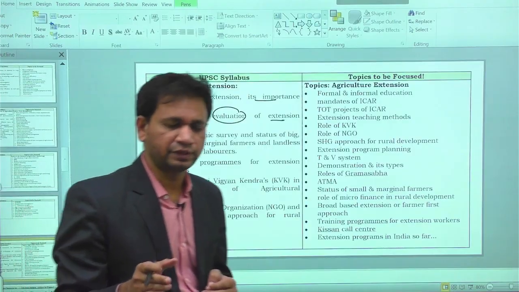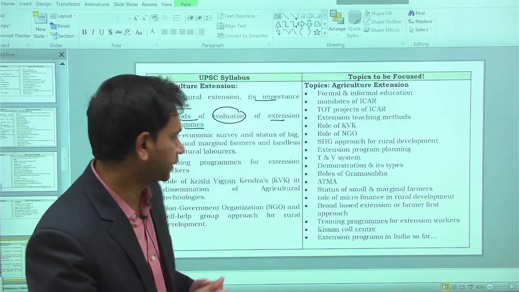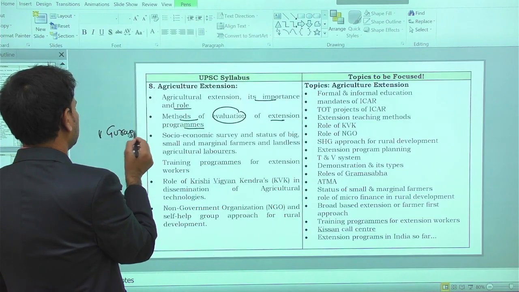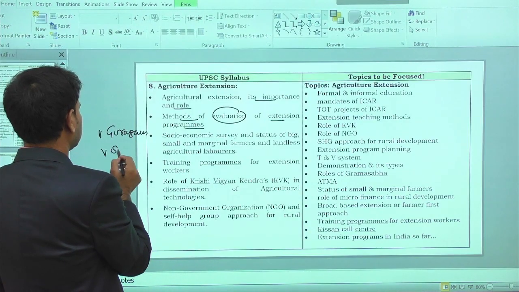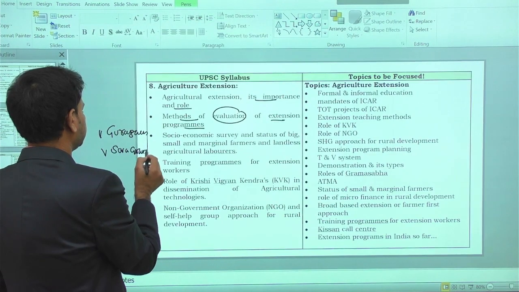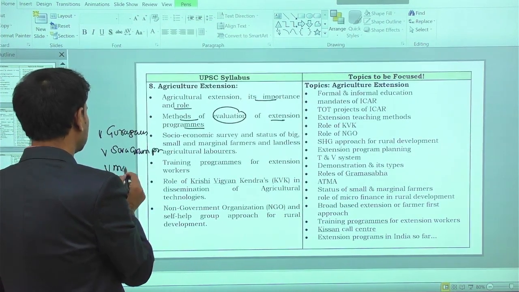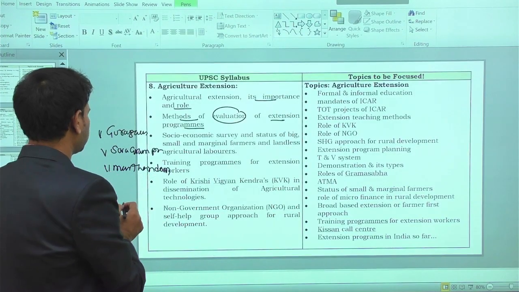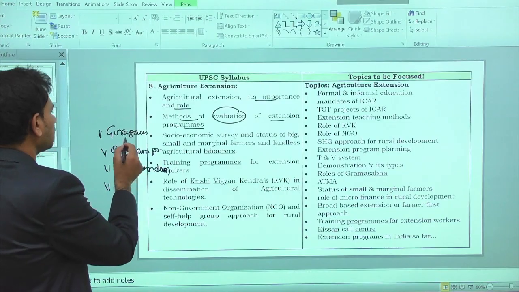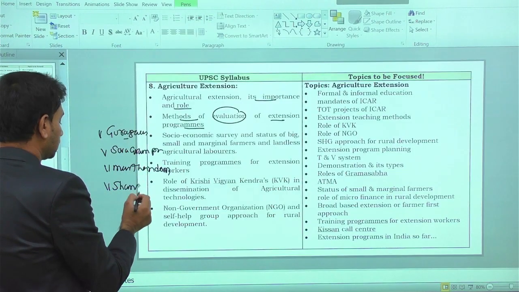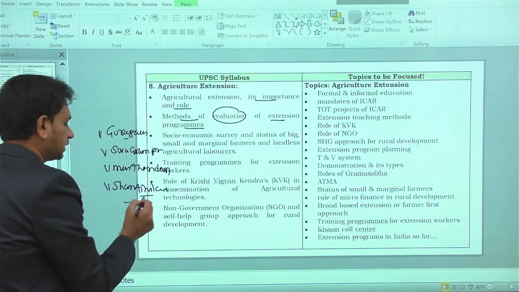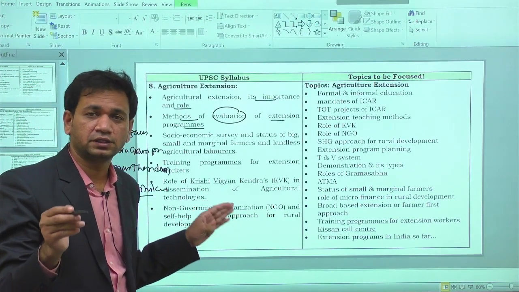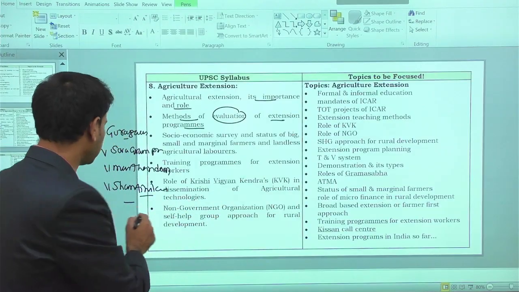Even before the independence, we are having some extension programs, which I hope you remember, like the Gurgaon experiment, the Sevagram project, the Marthandam project, then apart from that the Shantiniketan project. Like that, different projects were developed before the independence to alleviate poverty in the rural area, and even after the independence.